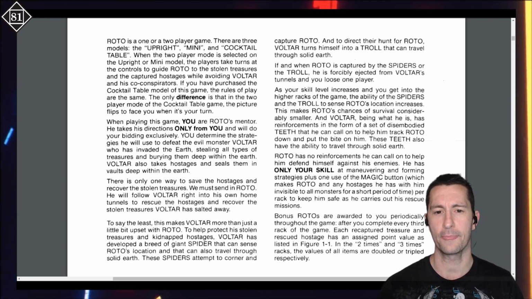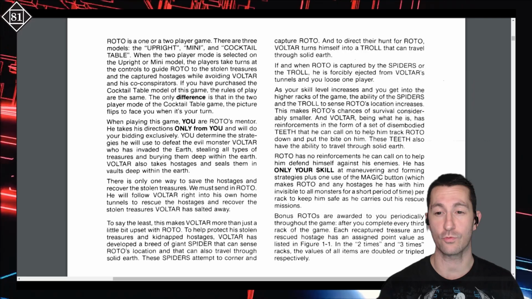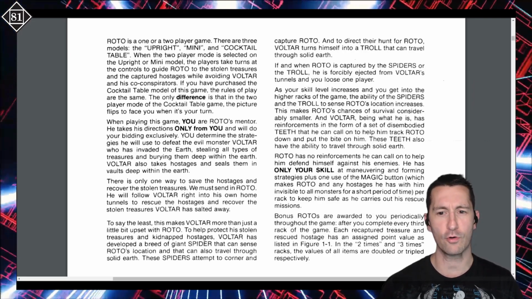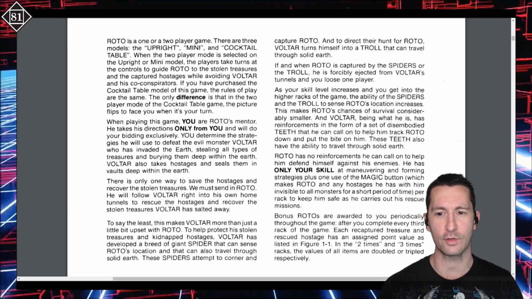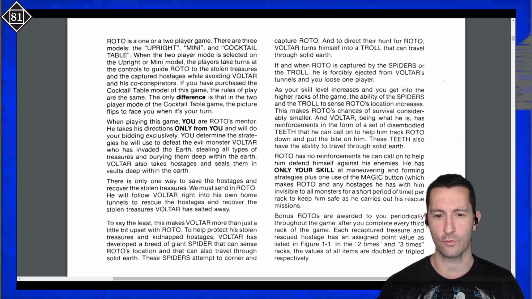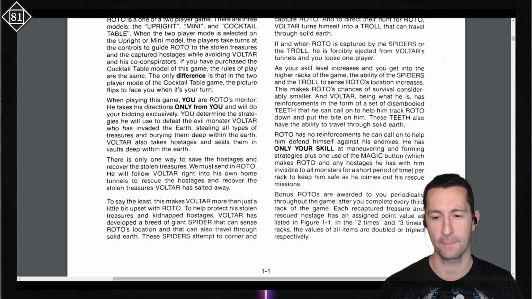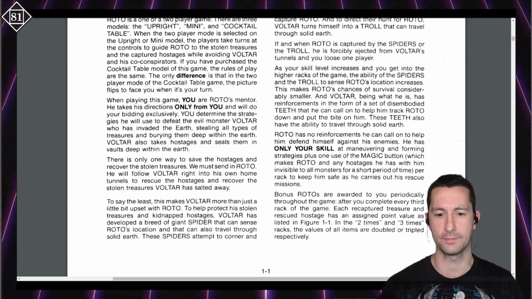And then you capture the different spiders or trolls, they eject from Voltar's cells, and you... Okay, so if we get caught, and your skill level increases, you get into the higher tracks of the game. The ability of spiders and trolls to sense Roto's location increases. It makes Roto's chances for survival considerably smaller. And Voltar, being what he is, has reinforcements. So there's no reinforcements you can call if you only have your skill and use of the magic button.